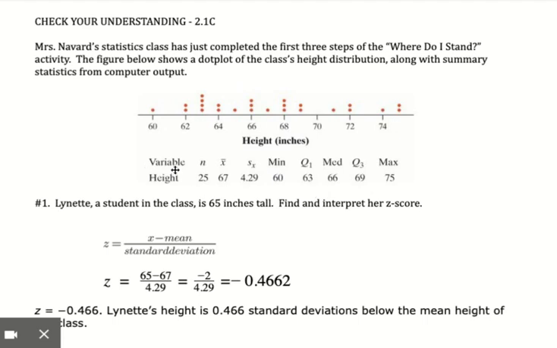Underneath here is the computer output. So there were 25. N is the number of people in the sample. X bar is your sample mean, which is 67. S of X is 4.29. That is your sample standard deviation. Then there's your five number summary: minimum, Q1, median, Q3, and your max.